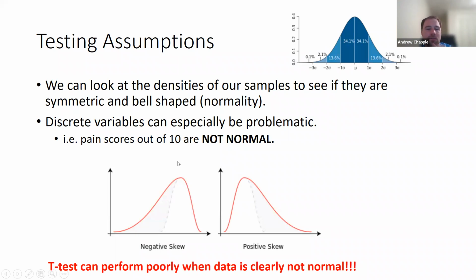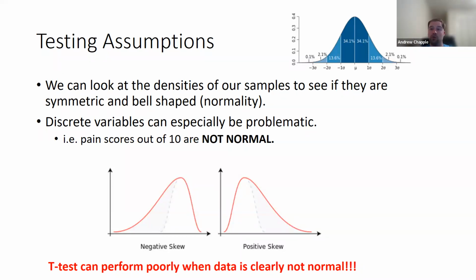Okay, testing assumptions. We can look at the densities of our sample to see if they're symmetric and bell-shaped. So I'll say discrete variables are pretty problematic. You might be familiar with pain scores. Pain scores are measured in 1, 2, 3, 4, 5, 6, 7, 8, 9, 10.